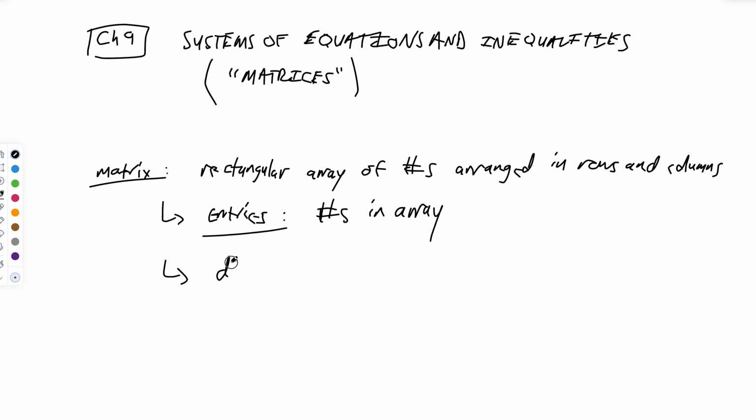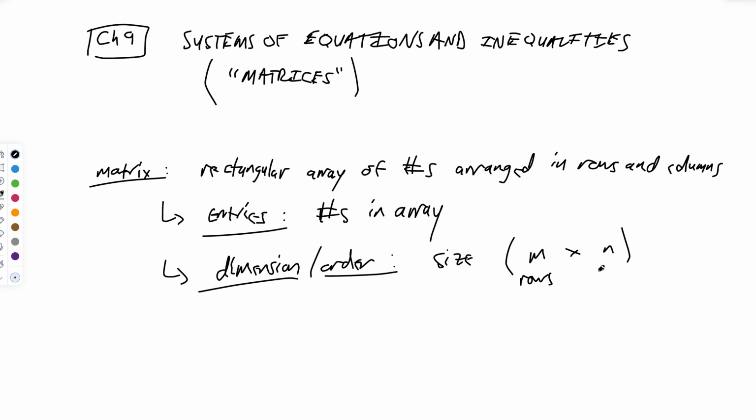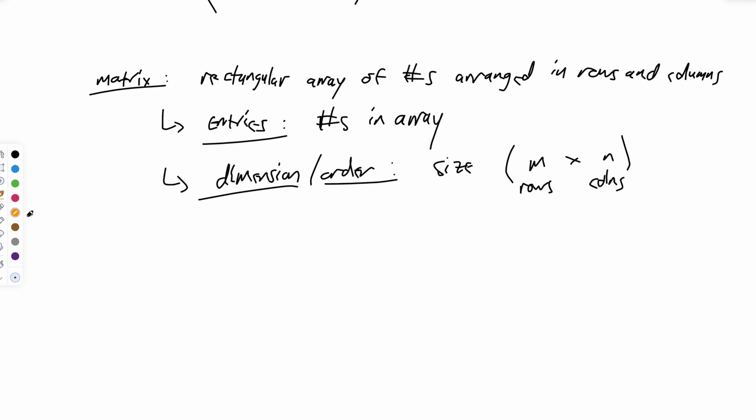Our matrix will have some dimension, or sometimes we call it order. In this class, we won't really focus on order. We'll talk about it as the dimensions of the matrix, but the dimension is just going to be the size of the matrix. And generally, this is written as m by n, where m is always the number of rows and n is always the number of columns. So when you define the dimension, when you talk about a matrix, you always say rows by columns. So rows is always, always, always first. Rows by columns.